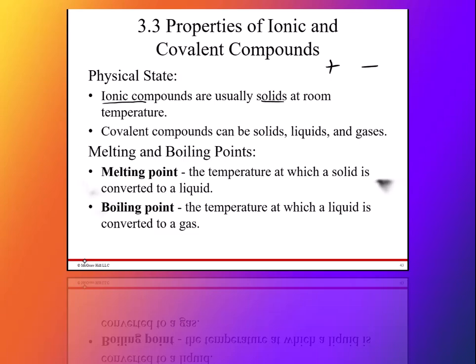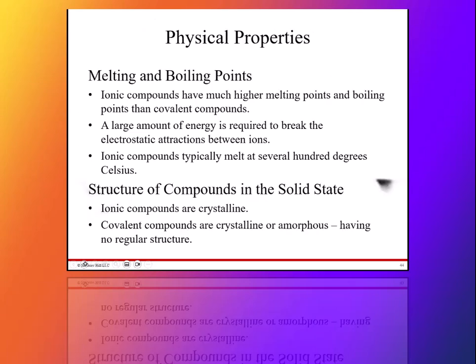Covalent compounds are solids, liquids, and gases. They can be any of these. The melting point is when a solid is converted to a liquid, and the boiling point is when a liquid is converted to a gas. The melting point and boiling points of ionic compounds tend to be much higher than covalent compounds.